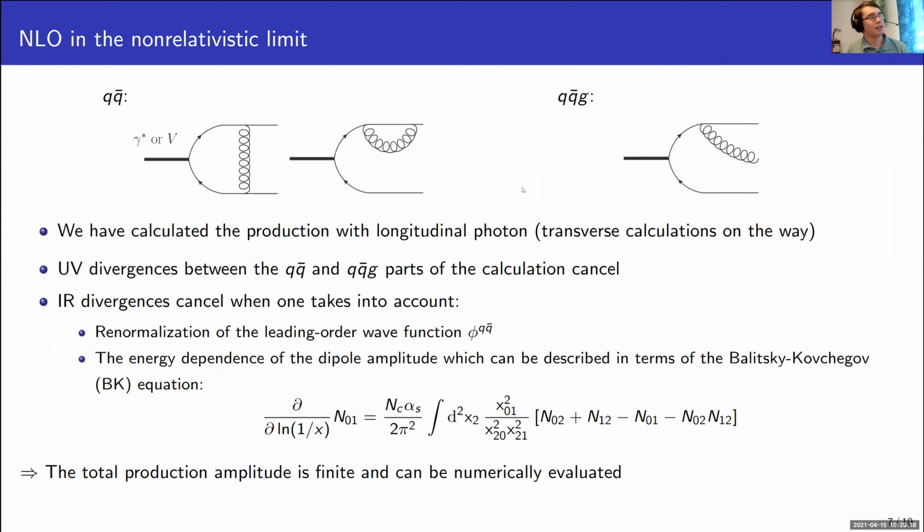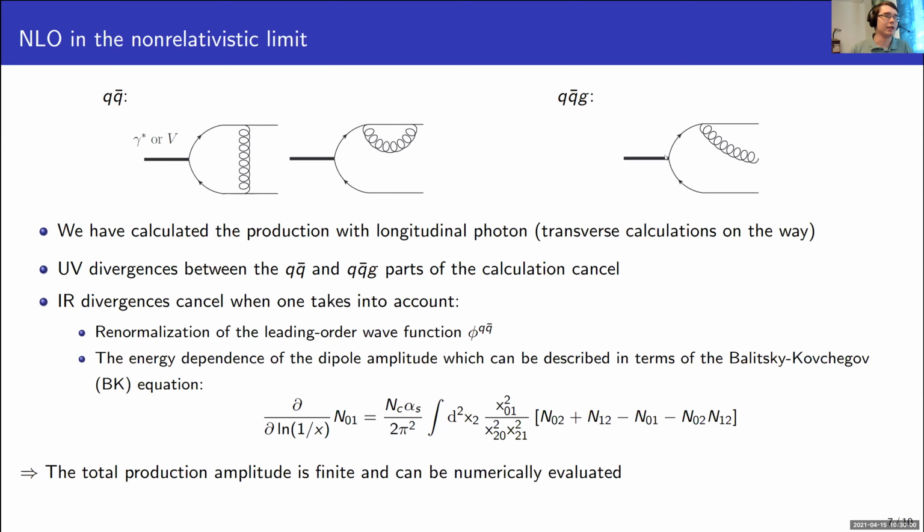So now I will talk about these next-to-leading order corrections to the wave function and to the production in the non-relativistic limit. So then one needs to take into account Feynman diagram corrections like these to the wave functions of the virtual photon and the vector meson. And we have calculated the production in the case where the virtual photon is in the longitudinal polarization. And we are right now calculating the transverse case also. So we'll talk about the results that we get with the longitudinal polarization.